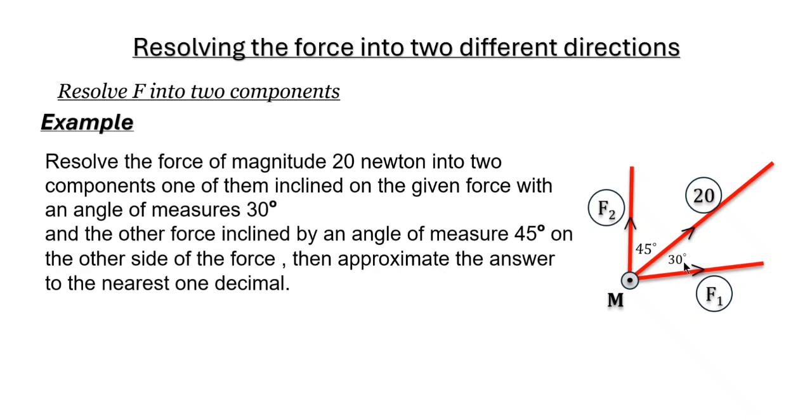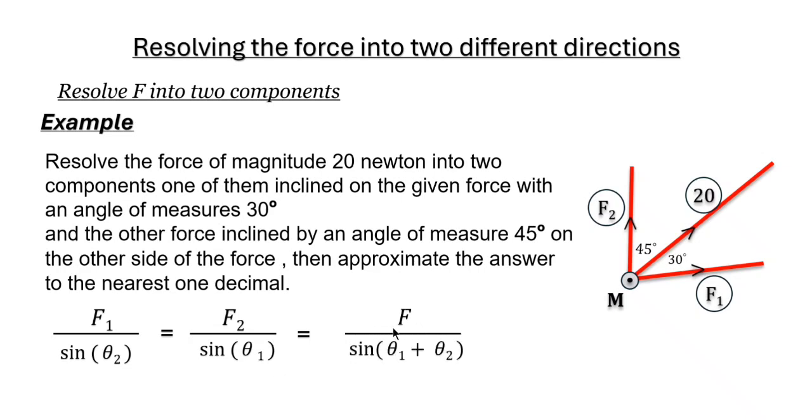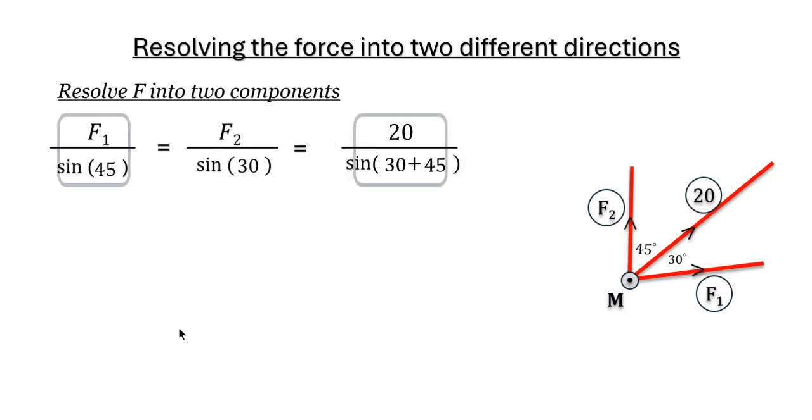How to find it? We will use the sine law as we said before, F1 over sine theta 2, F2 over sine theta 1, F over sine the summation. F1 over sine theta 2, where is theta 2? F1 in the other side, we will find theta 2. It will be 45. And theta 1, it will be 30. Equals F, which equals 20 over sine the summation, it will be 30 plus 45. And take this to find what?